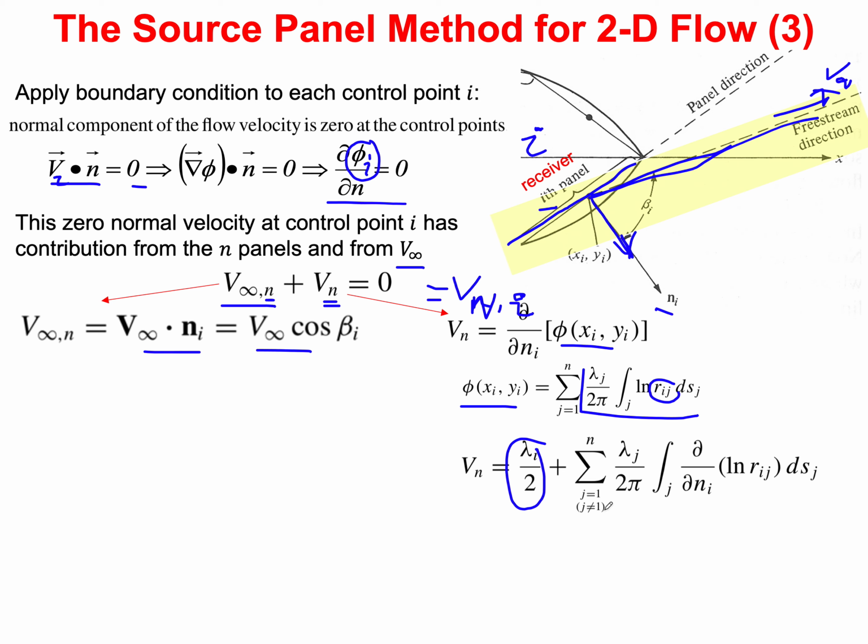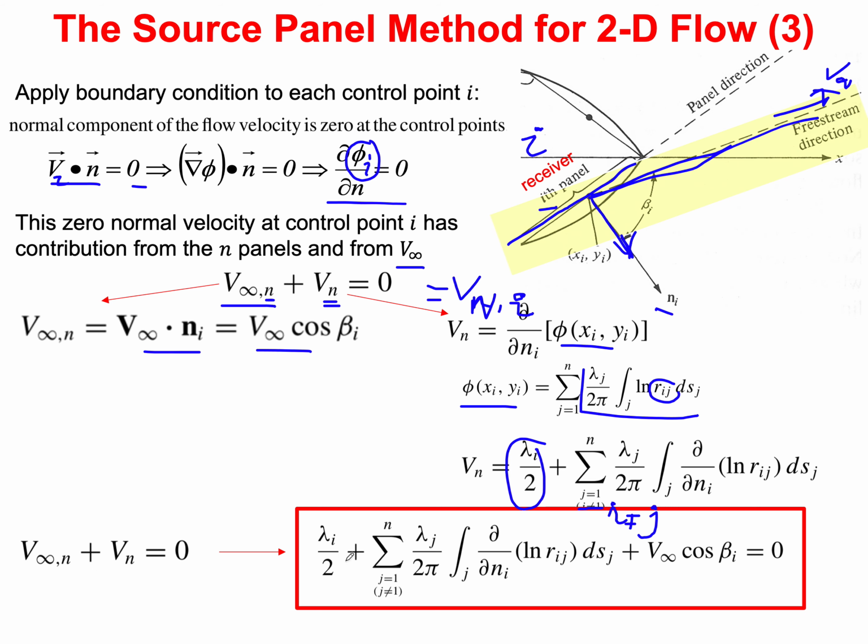And when i is not equal to j, so all the other panels, so this should be i. So let's just get rid of that. i is not equal to j. So this is the effect of the other panels on the particular control point. Then I sum them up, v infinity plus vn, and it gives me this, and I equate it to 0, and it gives me this particular equation.